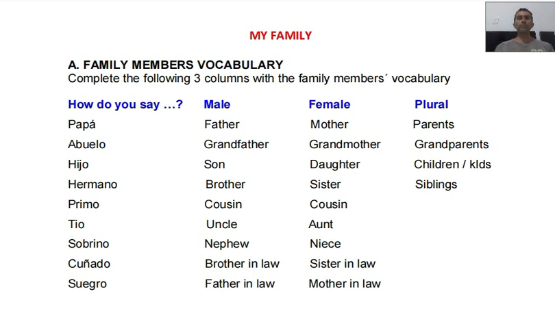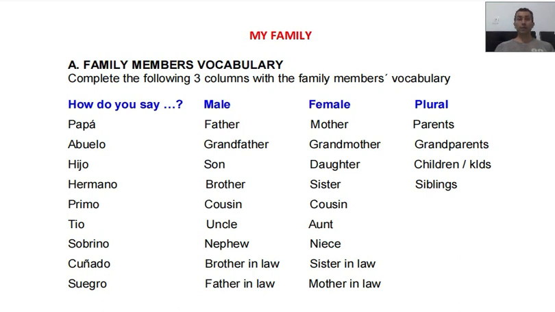Okay. Hermano, brother, sister, and the plural form would be siblings. That's the plural form. El mismo caso, dos hermanos, ¿cierto? El masculino, my 2 brothers. Mis dos hermanas, my 2 sisters. O la forma plural, my siblings.